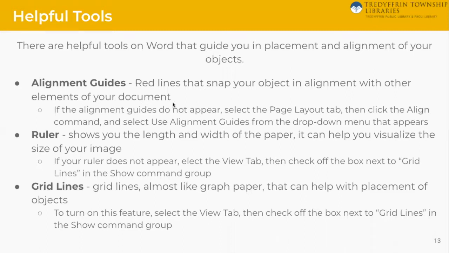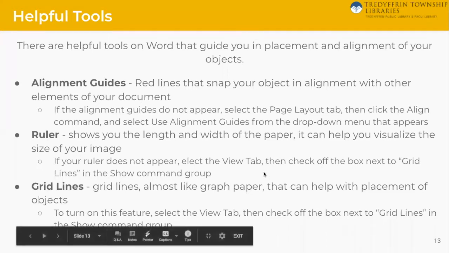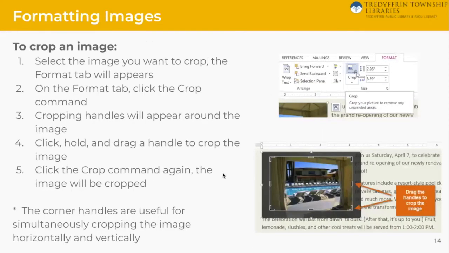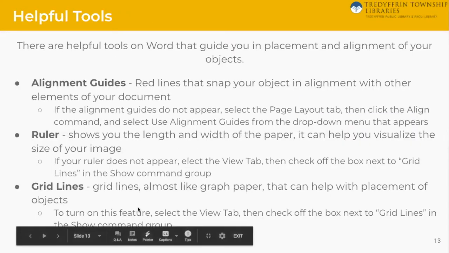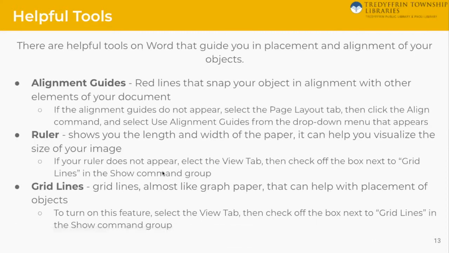It's really handy. The ruler, which is always displayed, shows you the length and width of the paper. It can help you visualize the size of your image. And again, if your ruler for some reason does not appear, you select the View tab, then check off the box next to grid lines in the Show command group. Oh, I'm sorry, that's actually incorrect. You would check off the box that reads ruler, not grid lines.